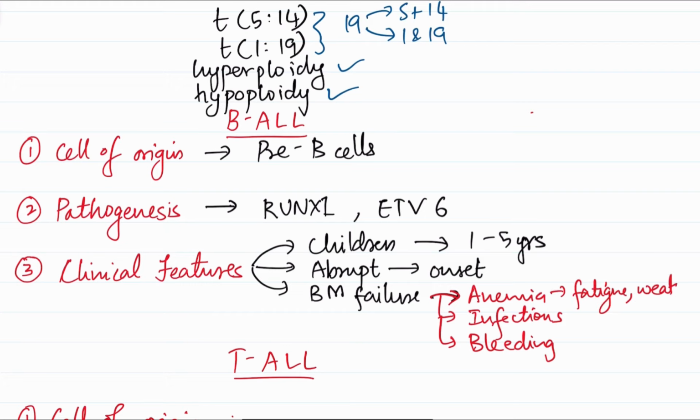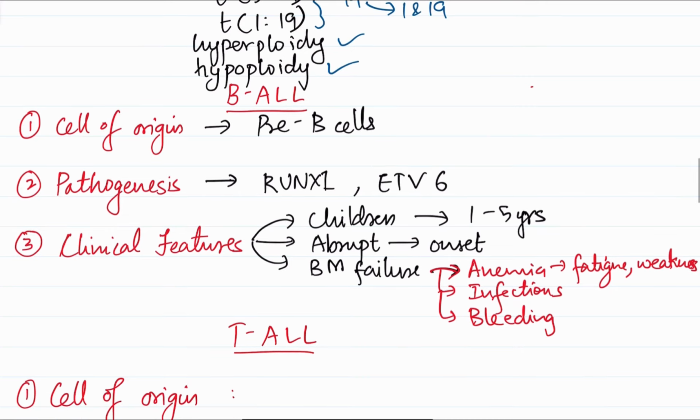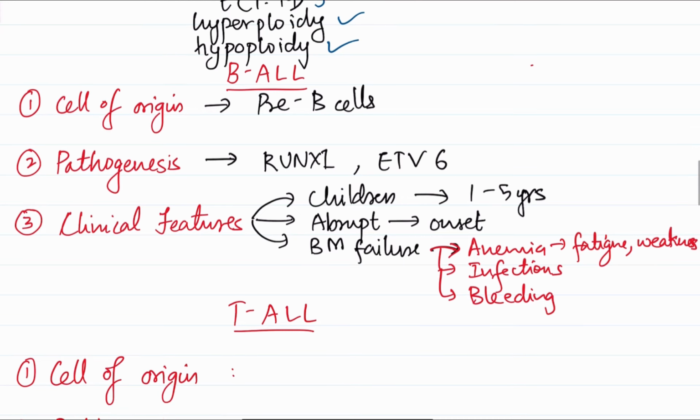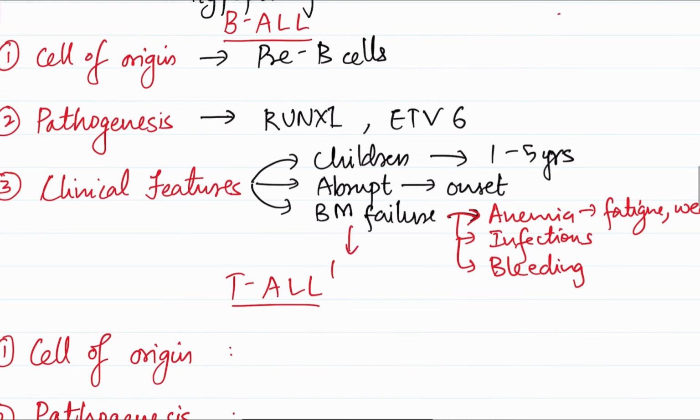Now, why does the bone marrow undergo failure? The reason is simple. Because lymphoblasts will take over the space required for normal erythropoiesis, myelopoiesis, and megakaryopoiesis, and as a result, there is no space for the development of normal, mature RBCs, WBCs, or platelets. As a result, there will be signs of bone marrow failure, and there will also be bone involvement, which will present as bone pain and tenderness.